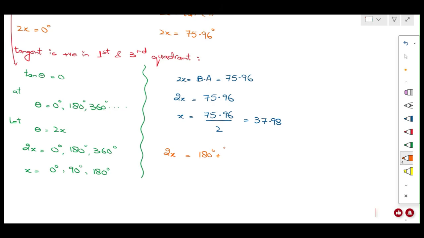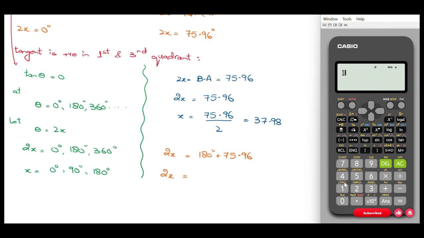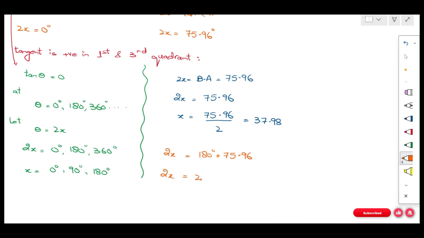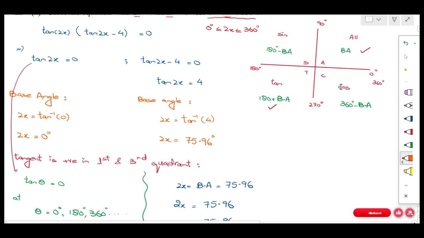So this would be my base angle, which is 75.96. So 2x is equal to 180 plus the base angle, 180 plus 75.96. Okay, and then you have 255.96. And what is x equal to? x is 255.96 divided by 2, because we have to solve for x, right?